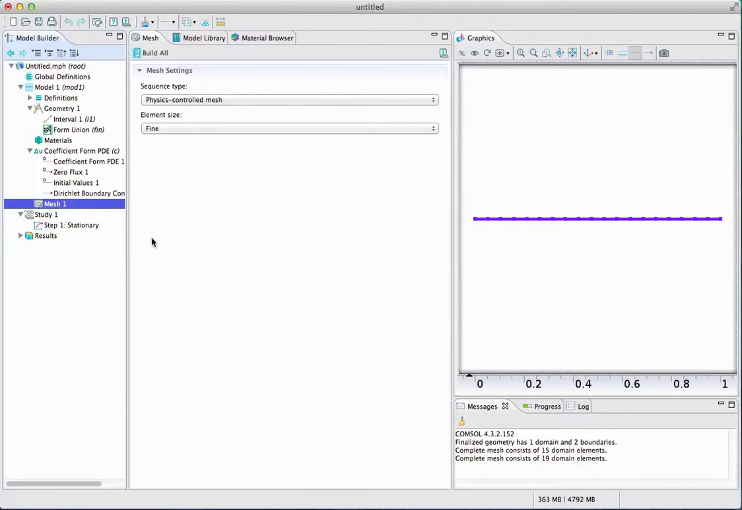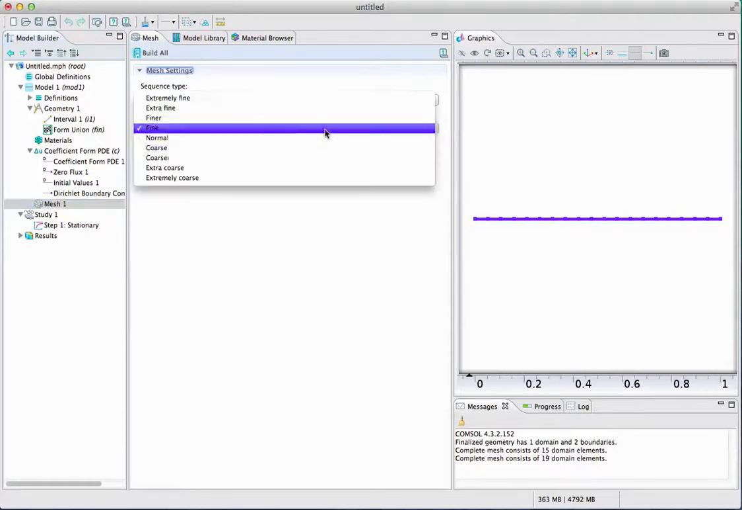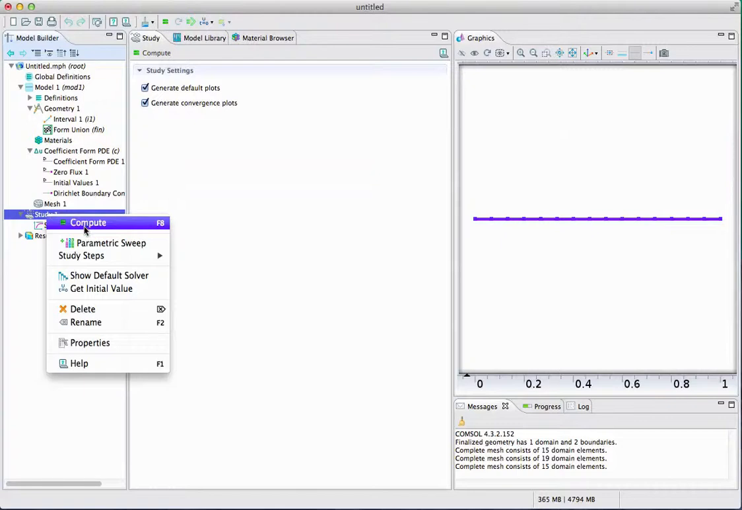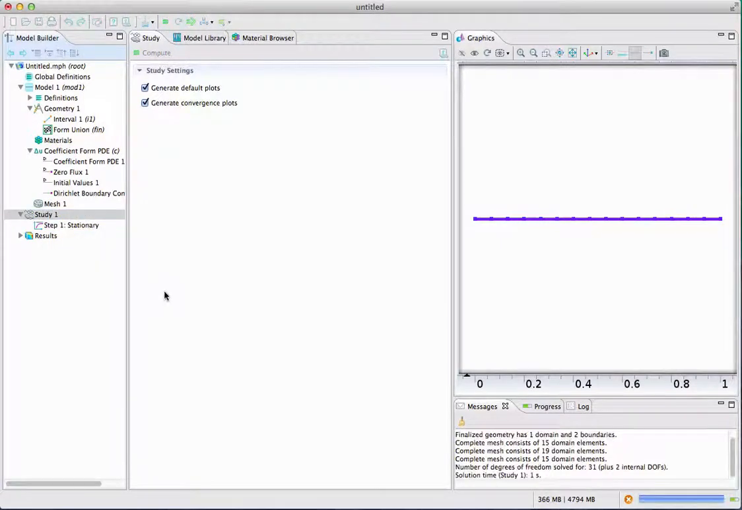Okay, so I must have done something wrong. I have meshed this a little bit finer than I needed to. Actually, let's go back to normal, and we'll do that again. Build all. And it's not quite as fine. Okay? And we can go ahead and compute that now.